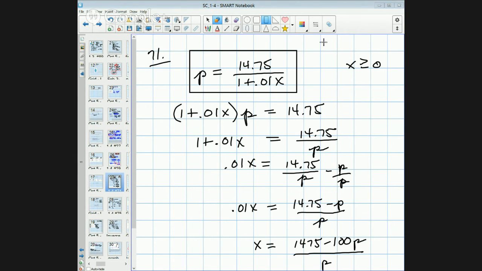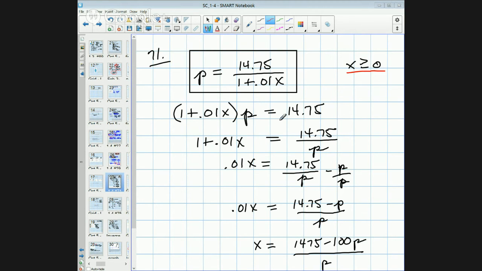But by the way, do you see why this is true? Why is x greater than or equal to 0? Simply, x stands for how many items sold. You can't sell a negative number of items. So it's got to be 0 or above. Okay.